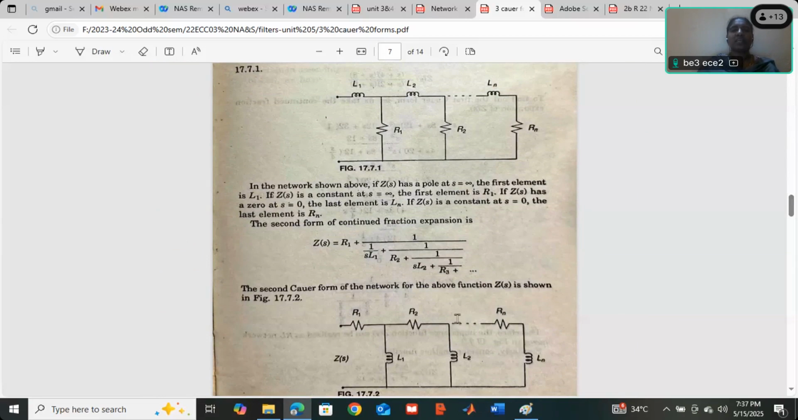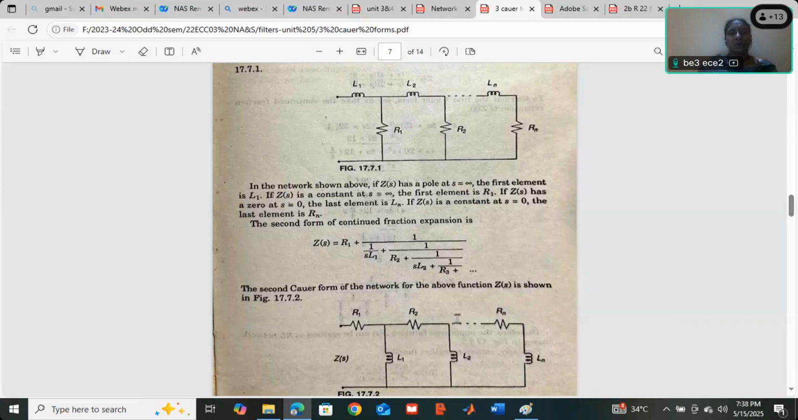What you understand? In Cauer form 1, inductor will be given highest preference. It will come in the series branch. If it is LC network, L comes in the series, C comes in the parallel in Cauer form 1. If it is RL network, L will come in series, R will come in parallel in Cauer form 1.